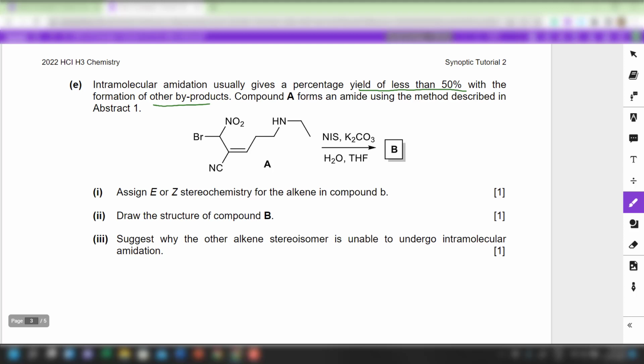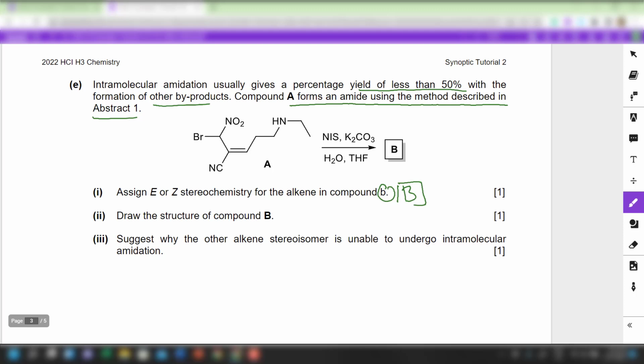So compound A forms an amide using the method described in abstract 1. As you can see, this is something similar to a pattern recognition kind of question. For E part 1, we are supposed to assign the E or Z stereochemistry for the alkene in compound B. I think this should be a bolded B, so there's a little typo here.